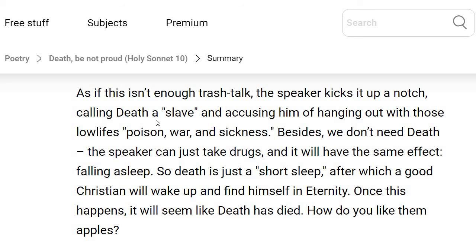So the speaker compares death to just being asleep for a long time, or maybe not even a long time. So death is just a short sleep, after which a good Christian will wake up and find himself in eternity. Once this happens, it will seem like death has died, which is a bit of a paradox, because if there's no entity of death to kill death, then how can death die? And if death died, then what would the world be then?